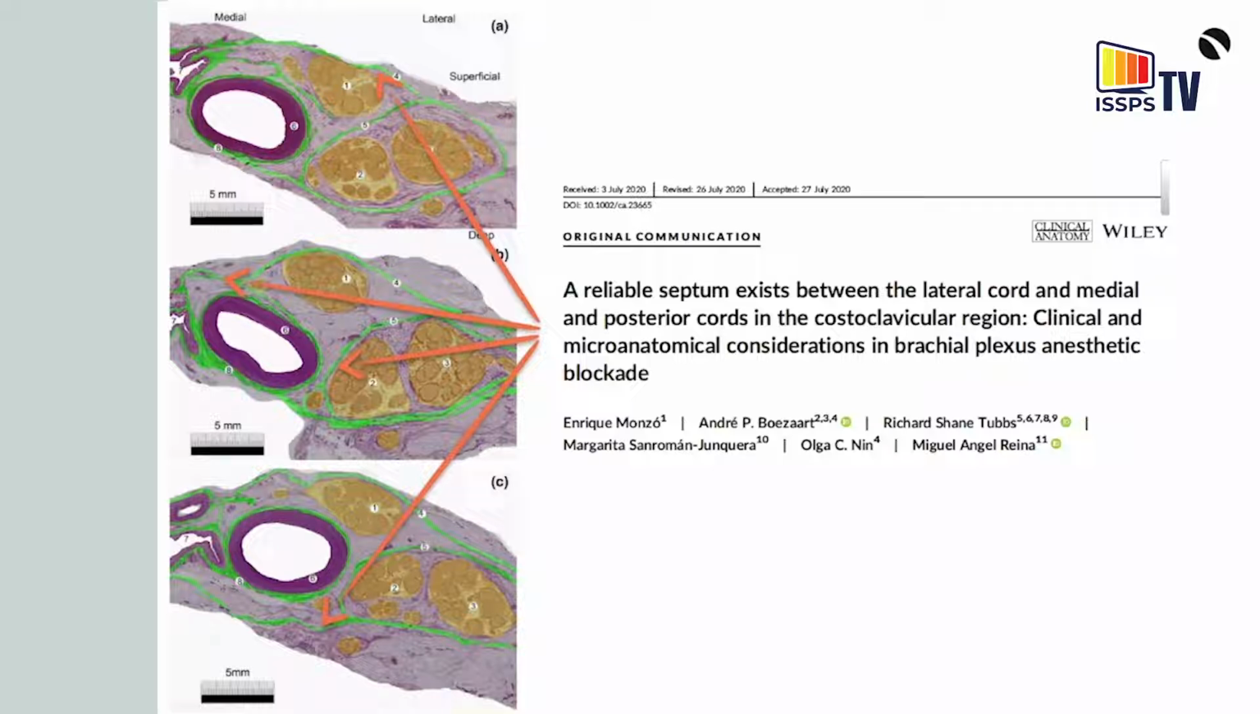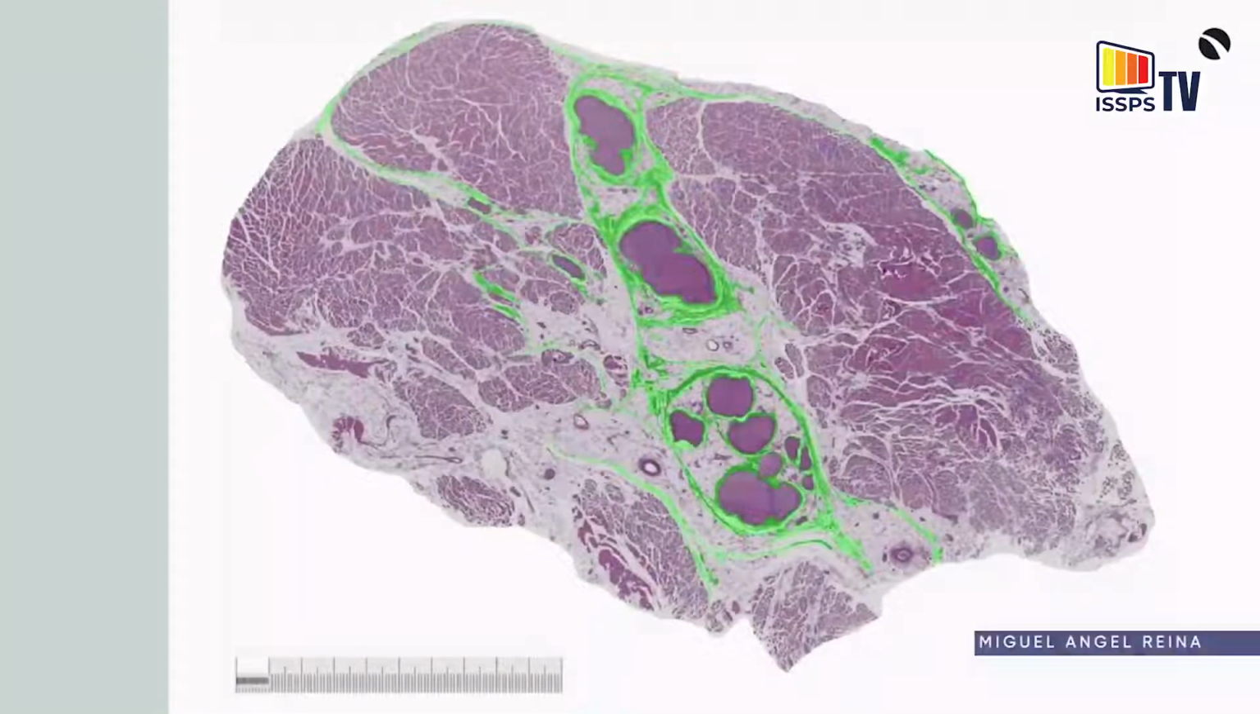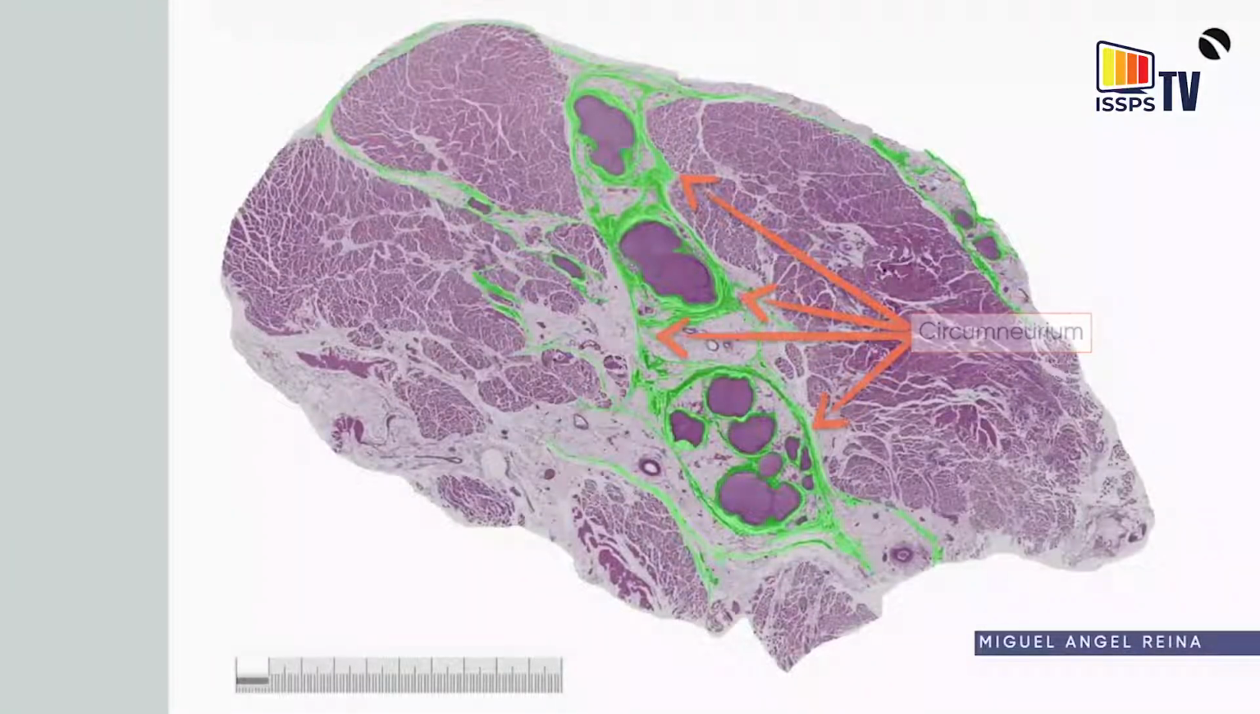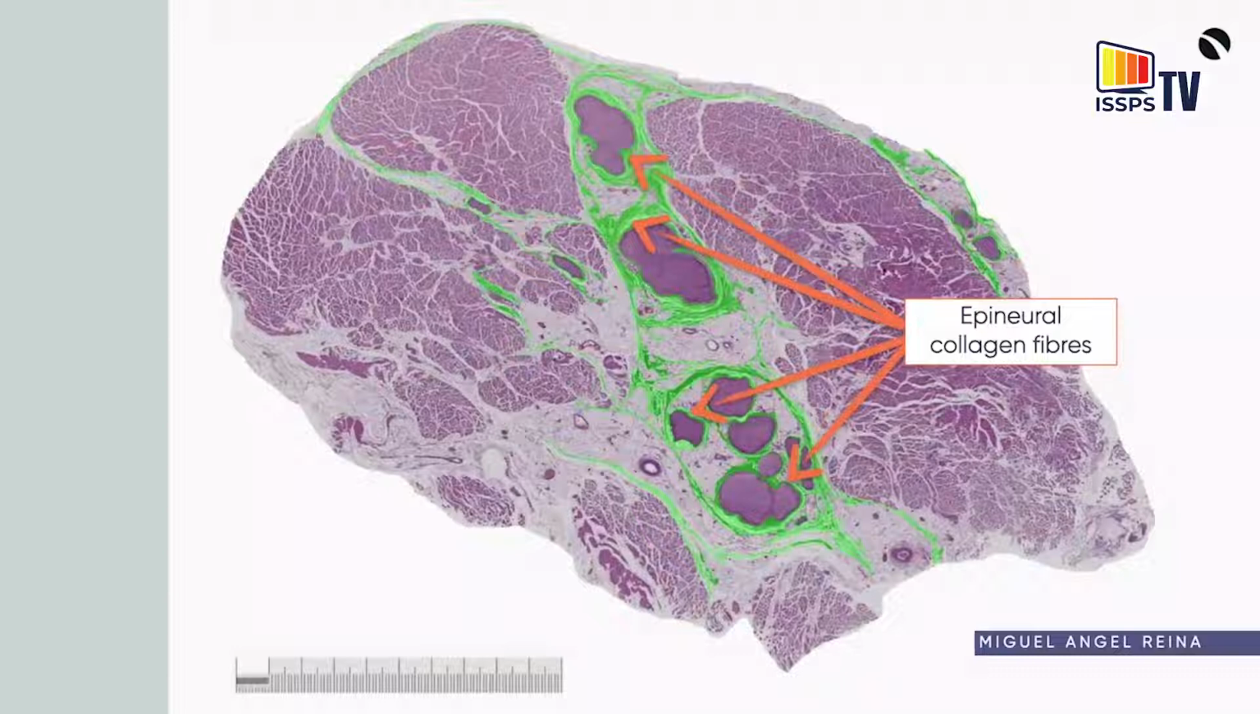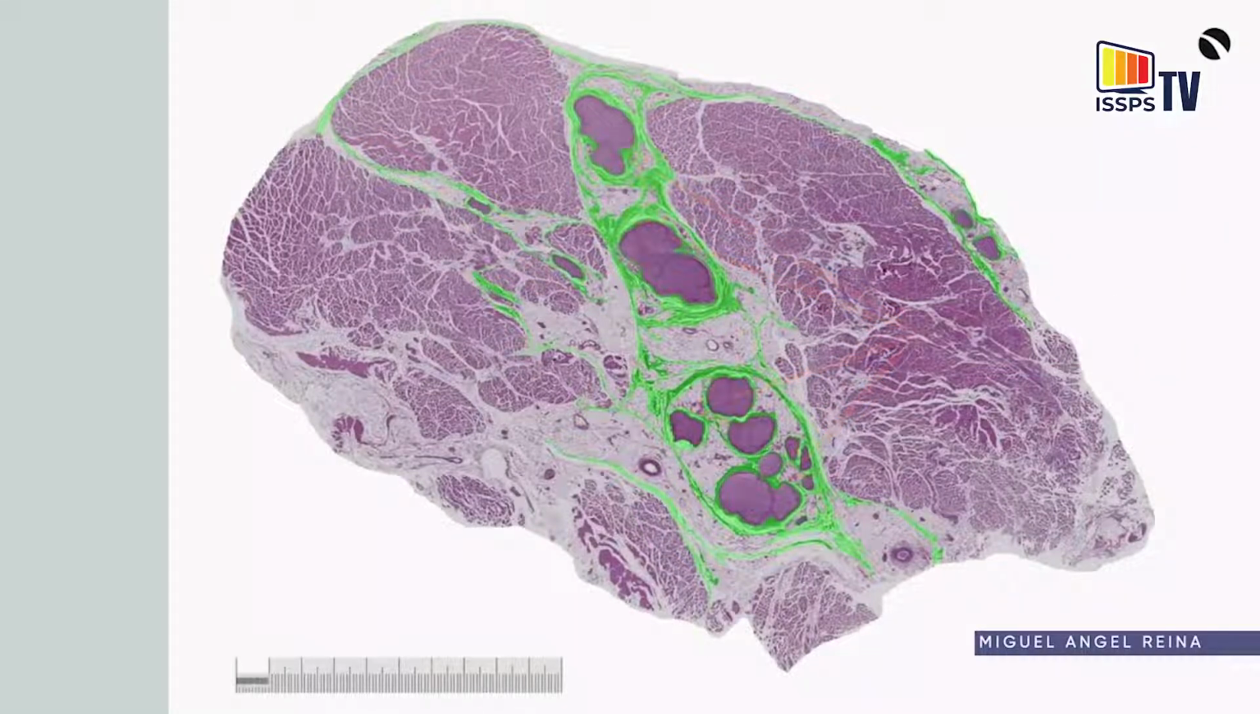to the diffusion of local anesthetic agents to reach the axons of the nerves, because it is also formed by interlaced collagen fibers. We also showed this membrane in the higher parts of the brachial plexus. The circumneural and epineural interlaced collagen fibers are shown in green in this photograph.